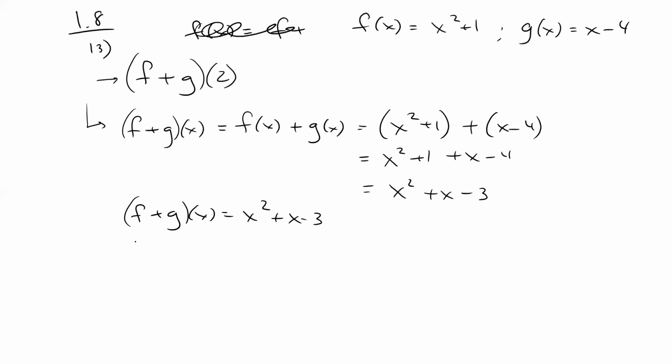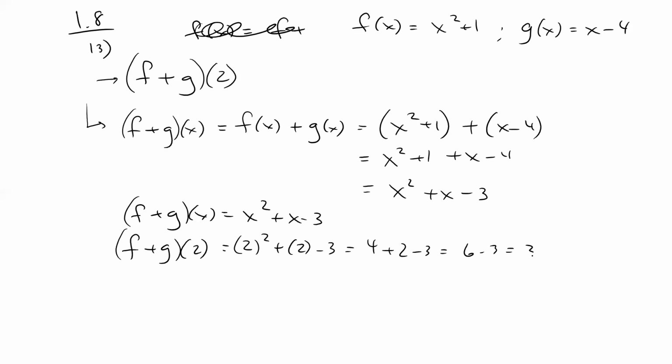What I'm trying to find is what happens at 2. I'm trying to figure out this right here. In this case, we're just going to plug in a 2. 4 plus 2 minus 3 is 6 minus 3 is 3. Everybody agree? Say again? You just plug in the 2? I just plug in the 2. It's the same thing as f of x or f of 2 or g of 2 or whatever it is.